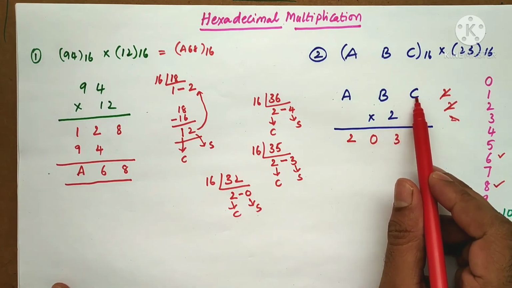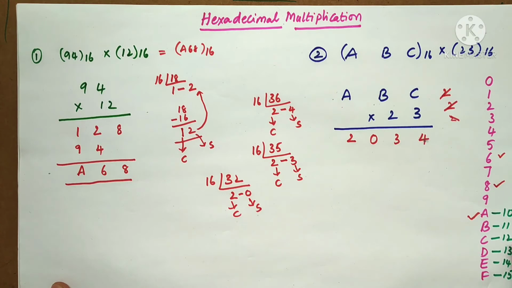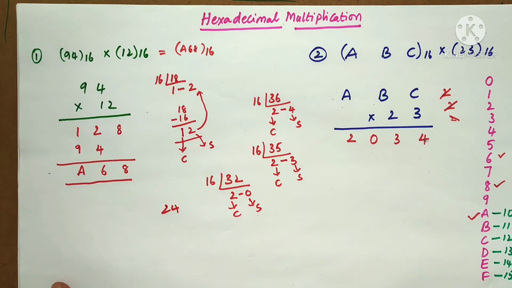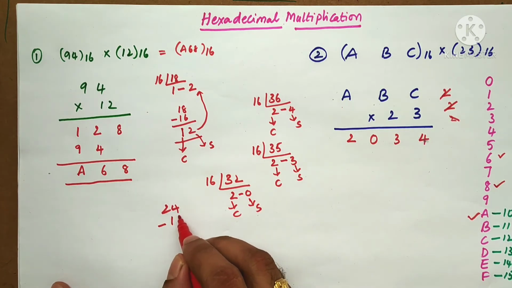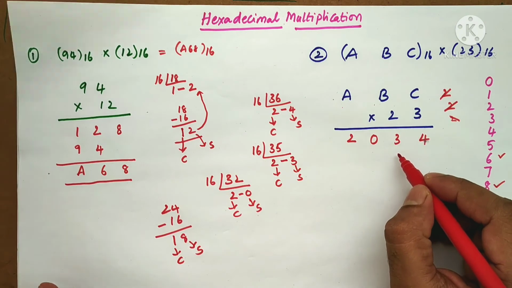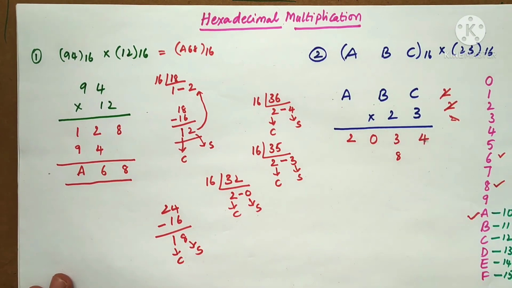Now 2 into C. C means 12. 12 into 2, 24. 24 is not a hexadecimal number. It is a decimal number. So convert it into hexadecimal number by dividing with 16 or simply apply this trick. Subtract 16 from 24. Now the answer is 8. How many times you are subtracting 16 from 24? Only one time. So write 1 here. So this is sum and this is carry. So sum here and carry here.